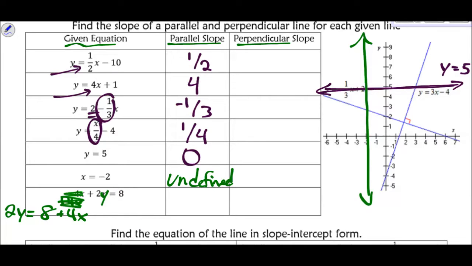My last step, I've got to get y completely by itself, so I have to divide by 2. I have to cancel out that multiplying by 2 by dividing. I'm going to divide it into both of these terms, 8 divided by 2 and 4 divided by 2. That gives me y equals 4 plus 2x. And now I can easily see my slope. My slope is the number that's attached to that x. It's just the 2.